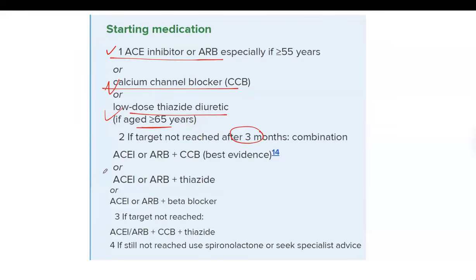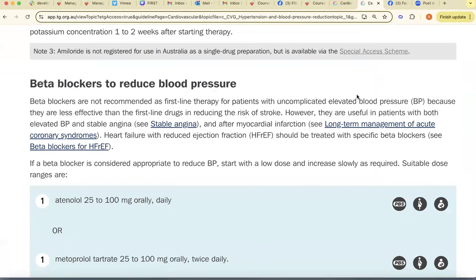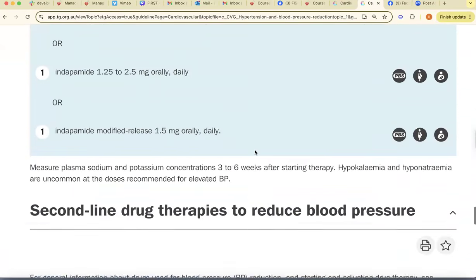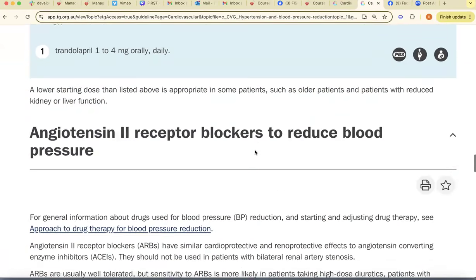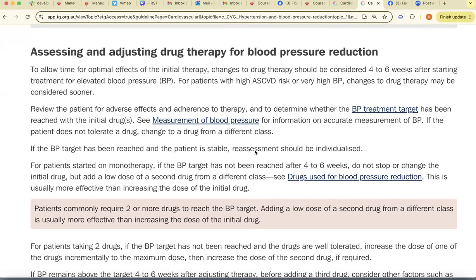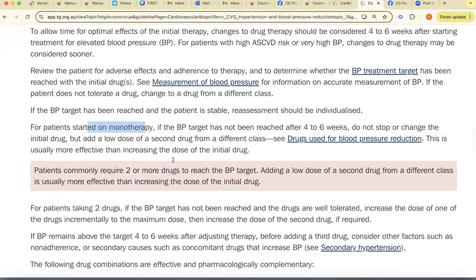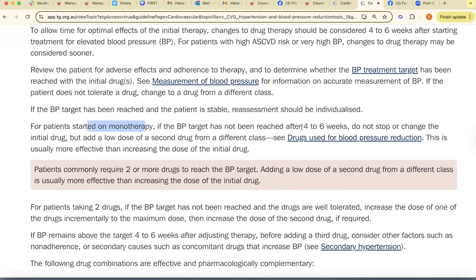Now, nowadays, although John Murtagh says that this is how you have to do it, it is a bit different from what Therapeutic Guidelines says. I want you to know this because it's important. So you started a patient with monotherapy. If the blood pressure target has not been reached after 4 to 6 weeks, do not stop or change the initial drug, but add a low dose second drug from a different class.